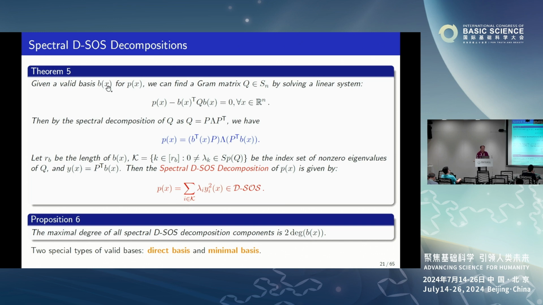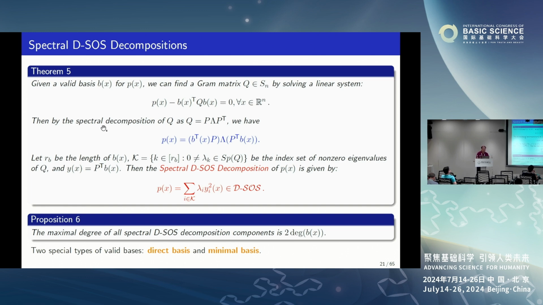Because given b for P, we can find the matrix Q by solving a linear system. Here's the linear system, because two polynomials are equal if and only if all coefficients are equal. This means that we have a system of linear equations in the variables of Q. Okay, so we can solve that. Of course, the solution may not be unique, right?